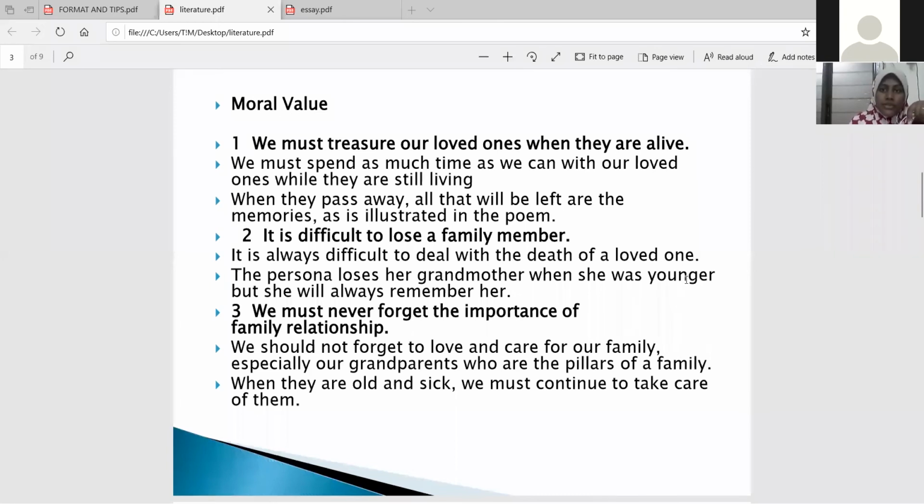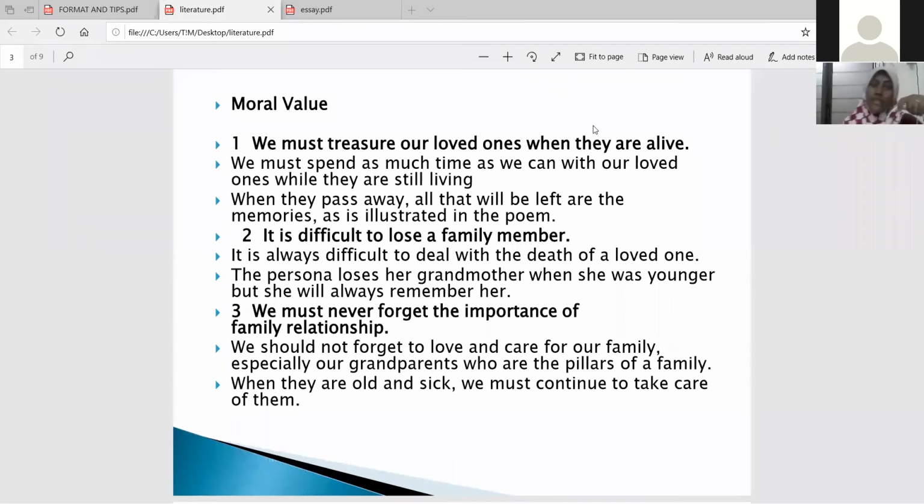All right, next is the moral value. Moral value is very important in a poem. This is to sum up what you learn. Okay, moral value, nilai-nilai murni. What do you learn from the poem? How well do you understand the poem? It is based on the moral value.